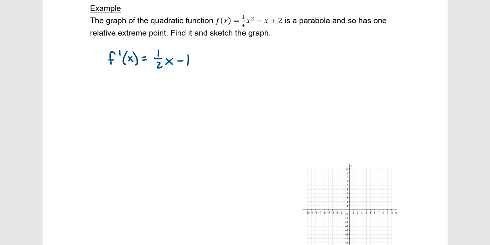And while we're here, we're going to be doing the second derivative test, so we might as well take the second derivative. The second derivative is just going to be 1/2. It's good just to do them both at the same time, get them out of the way.